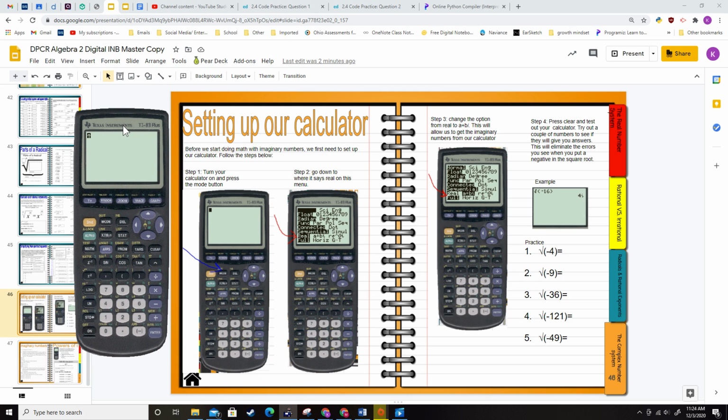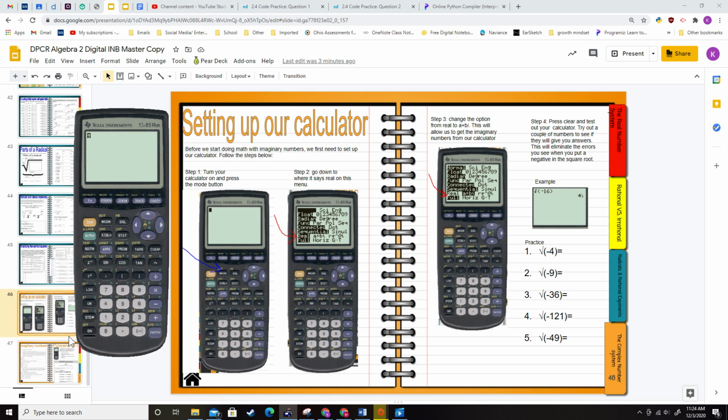So, what we are doing today, we are going to be setting up our calculator to deal with this next section of our notebook. We are dealing with imaginary numbers. Imaginary numbers are quite hefty. It's a spicy topic, so we got to make sure that we are getting the hang of this. So, let's look at this.